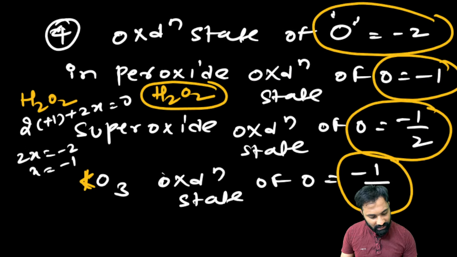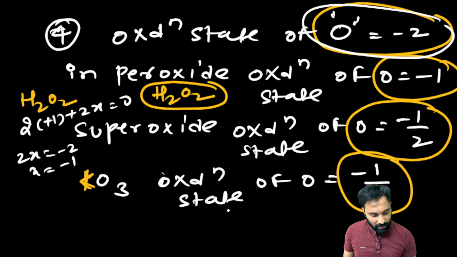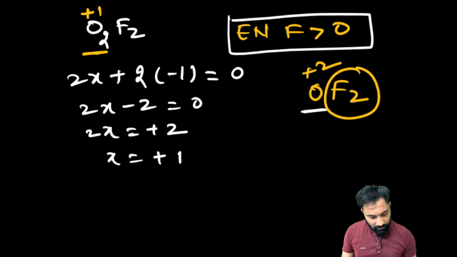Then oxygen's general oxidation number is -2. Then in the peroxides -1, in the superoxides -1/2, and in the ozonide, not the ozone, ozonide, it is -1/3, right? And in O2F2 it is +1, and in OF2 it is +2, right? I hope it is clear for everyone.